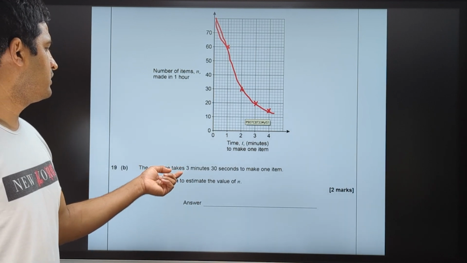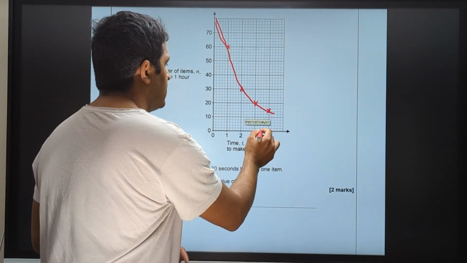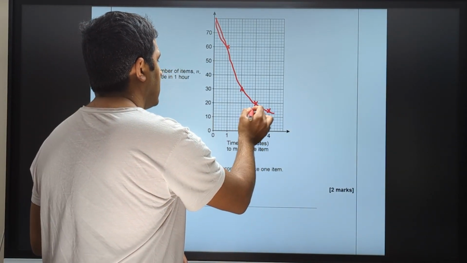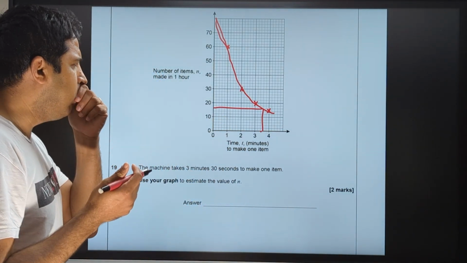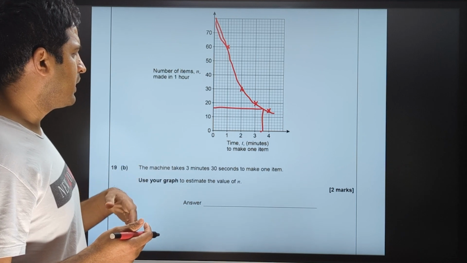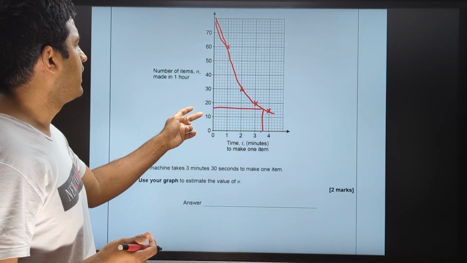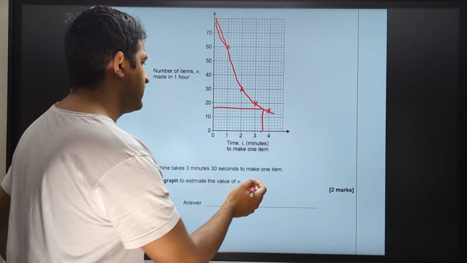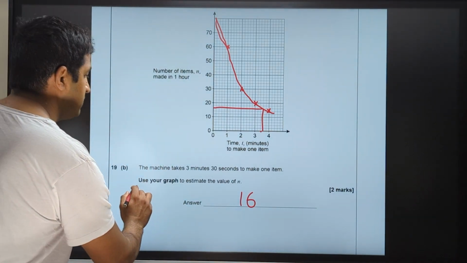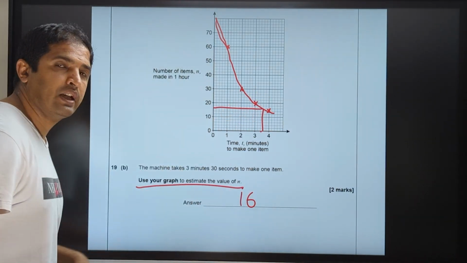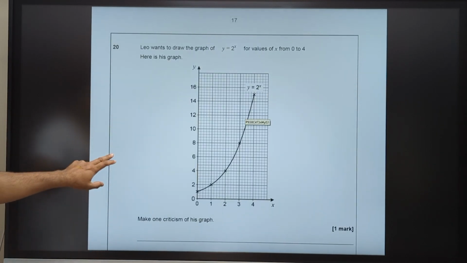The machine takes 3.30 seconds to make one item. 3.30 would be here, so we go drawing up and across. If it's 3.30, it's somewhere between 30 and 20, closer to 15 than 20. So we can say 12, 14, 16, 17 items. In this case, we're going to be looking at 16 items roughly. We're using our graph and drawing the straight lines to estimate the number of items we're making.